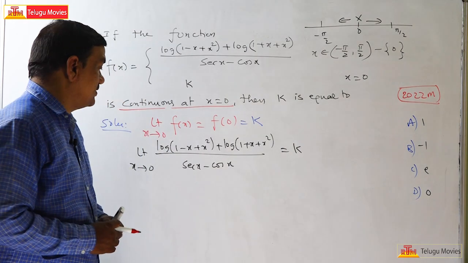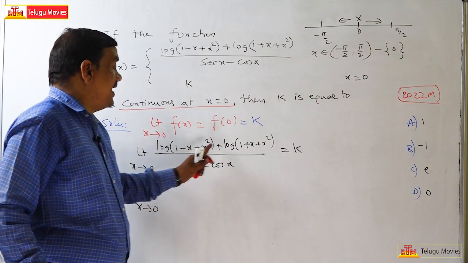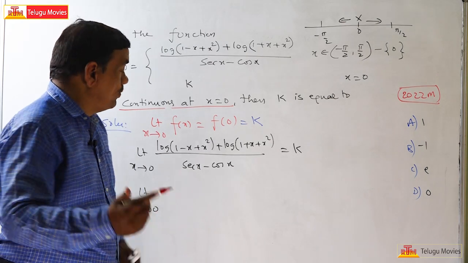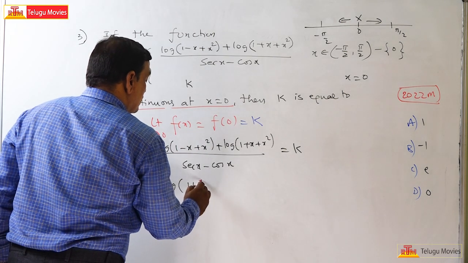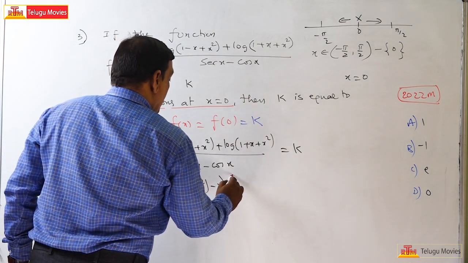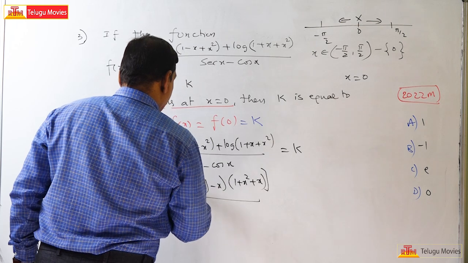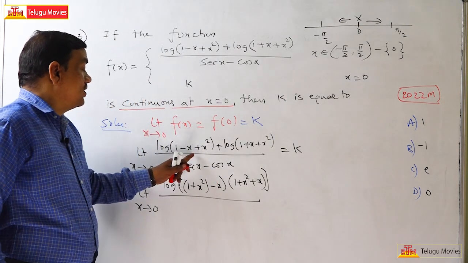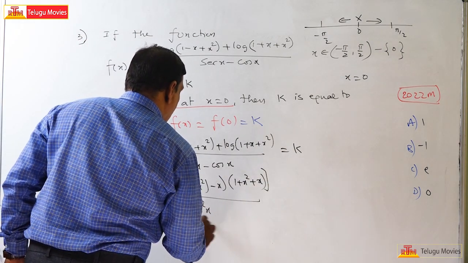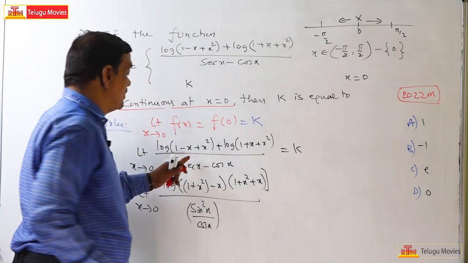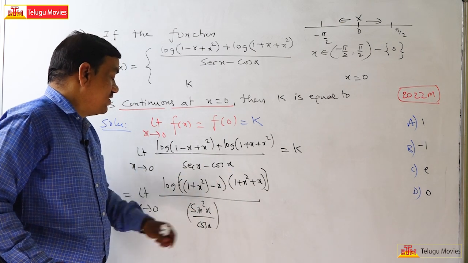So let us calculate this. One by one we will proceed. Limit x tends to 0. Log a plus log b is log a into b. So this is equal to log of, for convenience, I will write 1 plus x square minus x into 1 plus x square plus x, whole divided by secant x minus cos x. Secant x means 1 by cos x, so 1 by cos x minus cos x is 1 minus cos square x by cos x, which is sin square x by cos x.